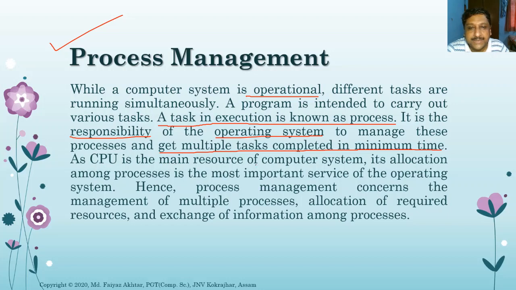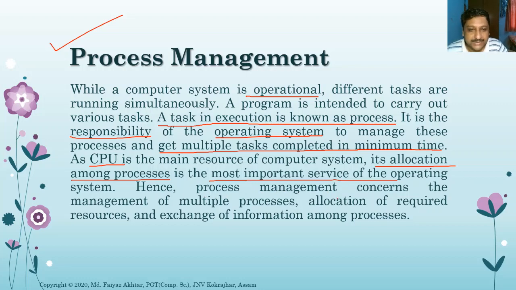The CPU is the main resource of the computer system. We all know the CPU, the processor, the brain of the computer. Its allocation among processes is the most important service of the operating system. Why? Because the CPU is the most important part of the computer system. So the most important work of the operating system is its allocation among processes. CPU time allocation among processes is the most important service provided by the operating system.